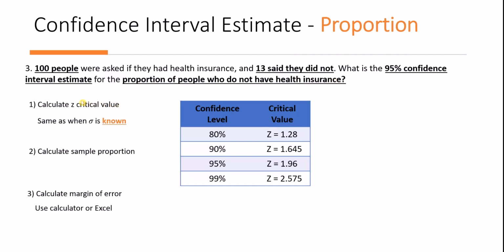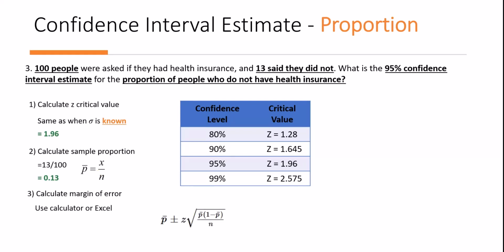So calculating the z critical value when you're working with proportions is going to be the same as when the population standard deviation is known. So you could use the common z values for 95% confidence interval, and we get a z of 1.96. Step 2, when we're working with proportions, we need to calculate our sample proportion if it's not given to us in the story. So the formula for the sample proportion, p bar, is going to be x, our attribute of interest, in this case 13, divided by our sample size. So plug in 13 over 100, and that gives us a sample proportion of 0.13.